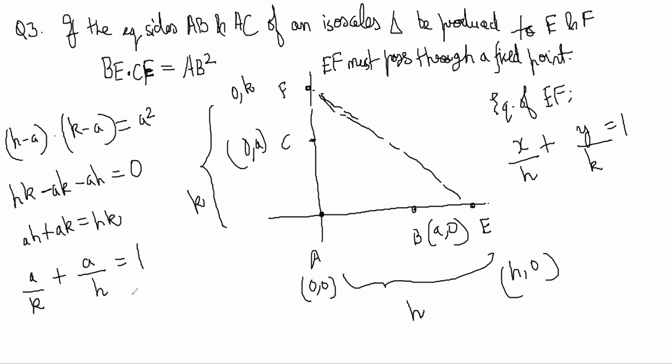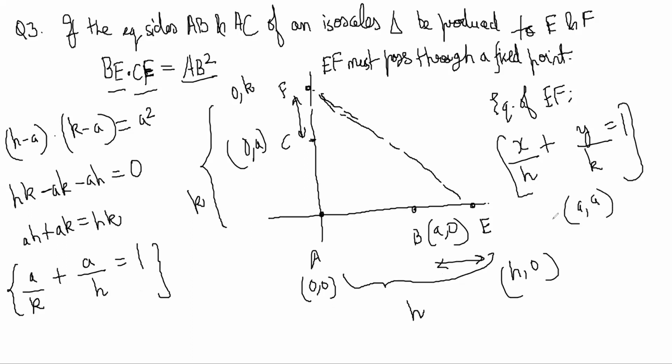But how do you get H minus A into K minus A equal to A square? Because B into CA is equal to AB square. Oh, okay. This and this, right? Correct. Now it is obvious that if you put the point A comma A in the equation of EF, then this is 1, and you're already getting that equation, no?